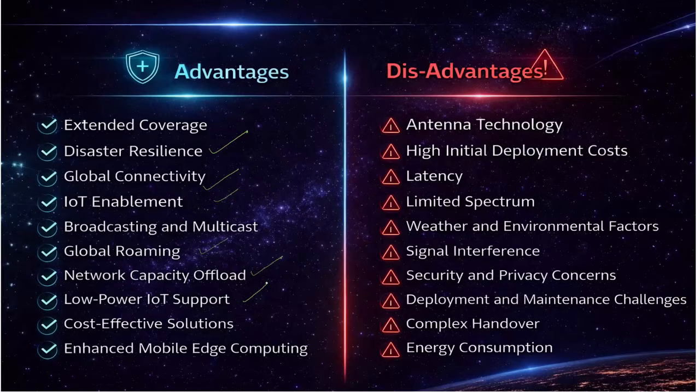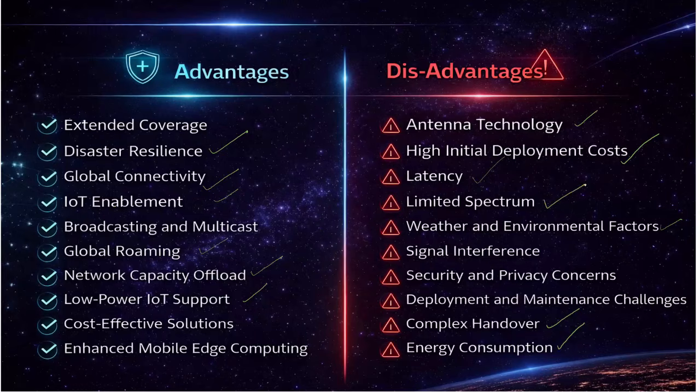Also, some of the disadvantages: the antenna technology required is very advanced and the initial deployment cost is very high. Latency can increase depending on which kind of orbit we are using, GEO, LEO, MEO, right? Then we have complex handover, and it depends on rain attenuation, solar attenuation. Energy consumption may be very high in case of satellites, and spectrum is very limited, right?